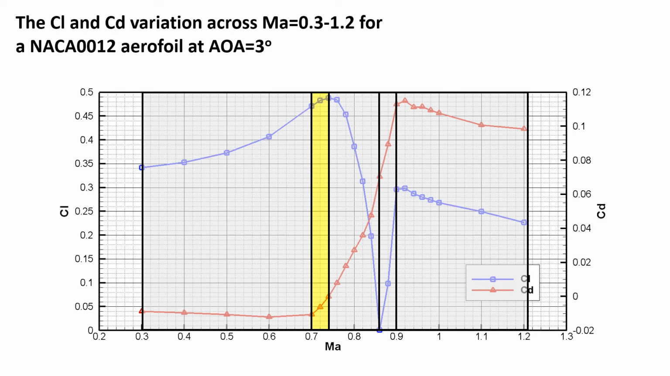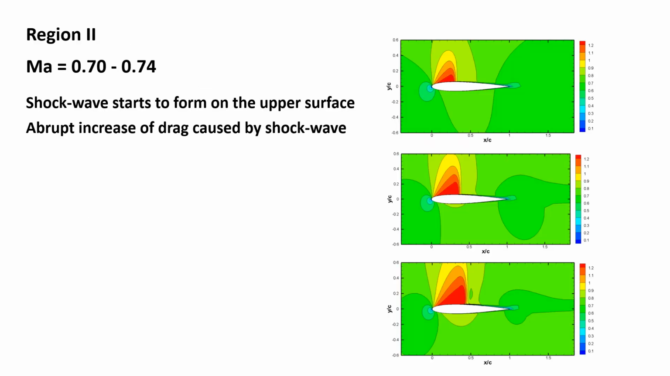Now we move to region 2, which is a very narrow region, and the Mach number is from 0.7 to 0.74. And I only have 3 simulation points. Let's see what happens. So in region 2, the Mach number is from 0.70 to 0.74, and the Mach number contours are shown here. And what kind of observation can we make?